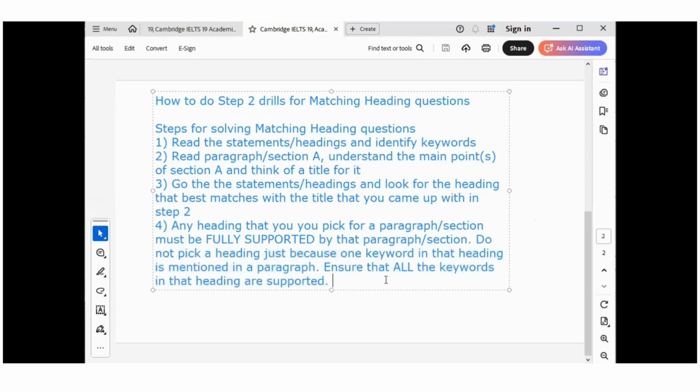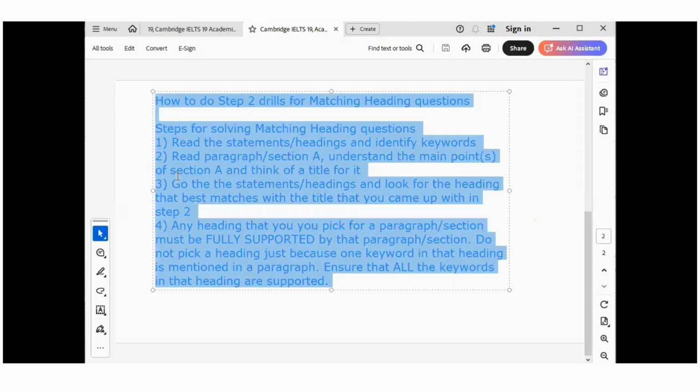Do not pick a heading just because one keyword in that heading is mentioned in the paragraph. No. You must ensure that what? All the keywords in that heading are what? They must be fully supported. Okay? So you're going to see me apply these 4 steps, this set of steps. I'll use them to solve a set of questions. And so these are steps that you practice using until you master what we call matching heading questions.